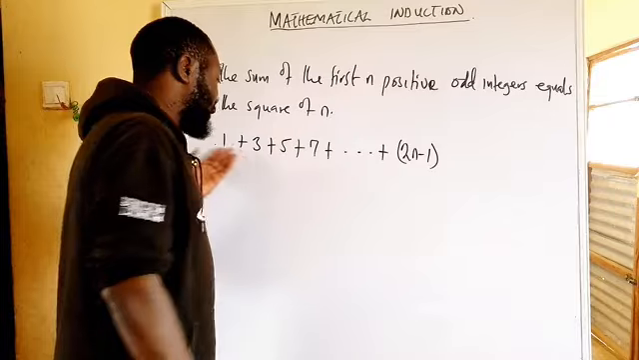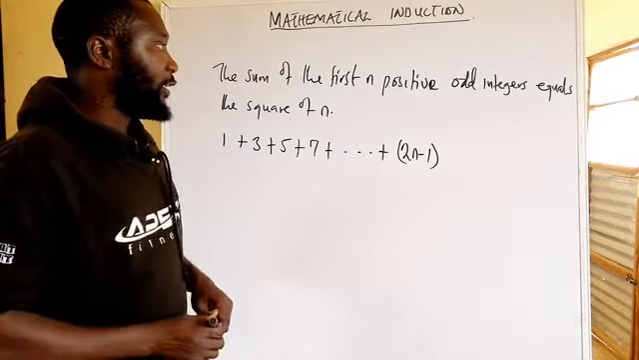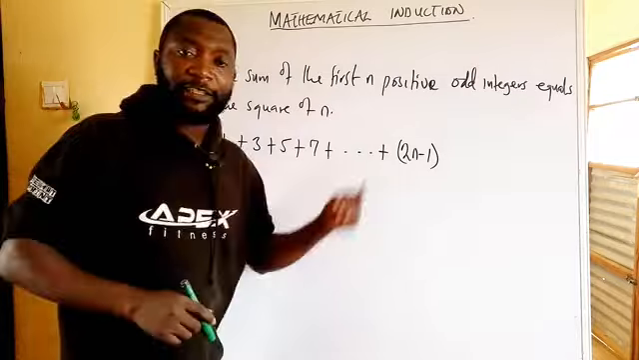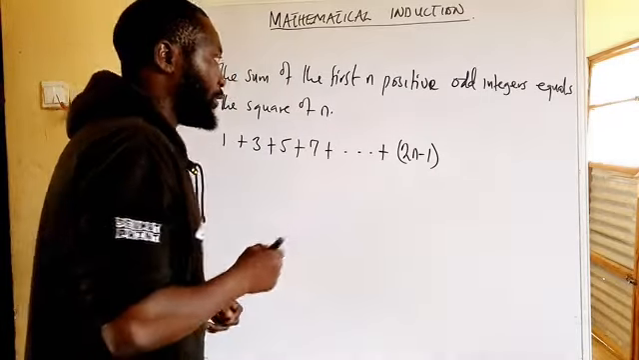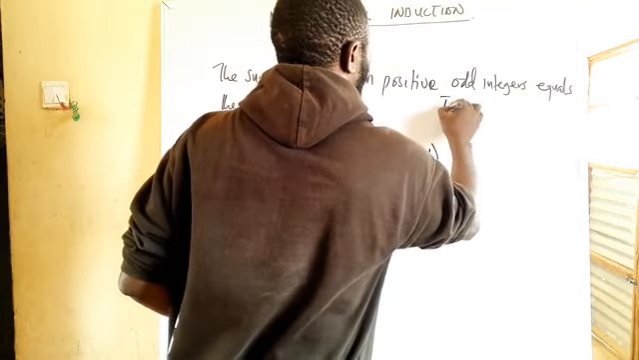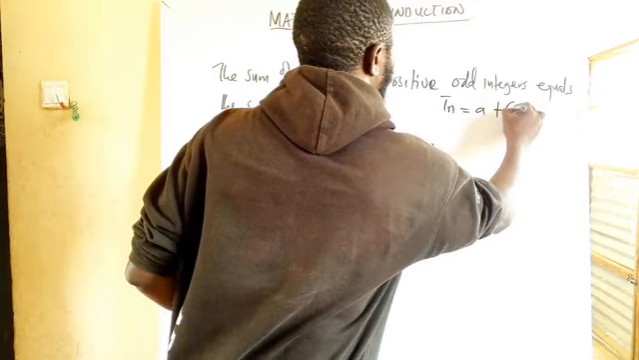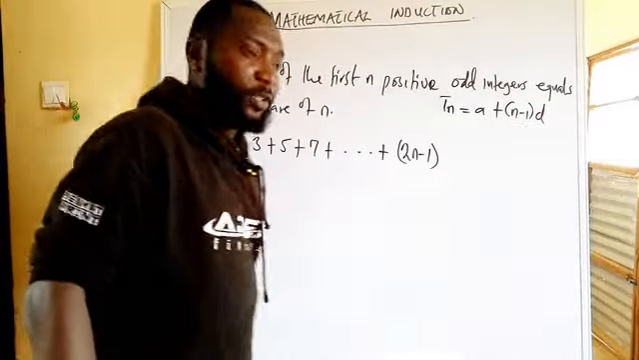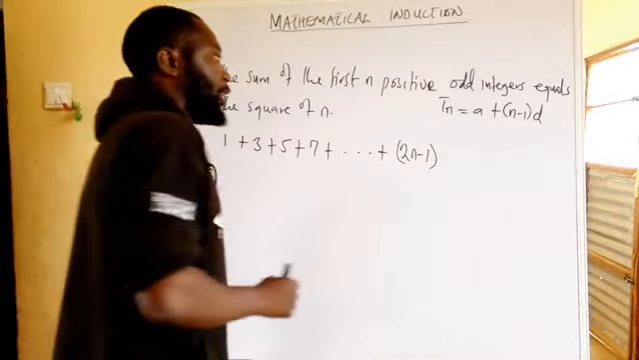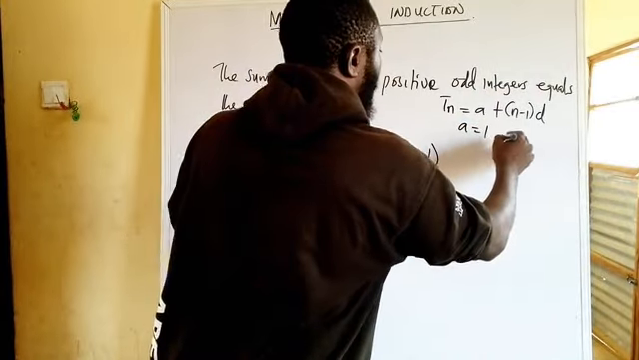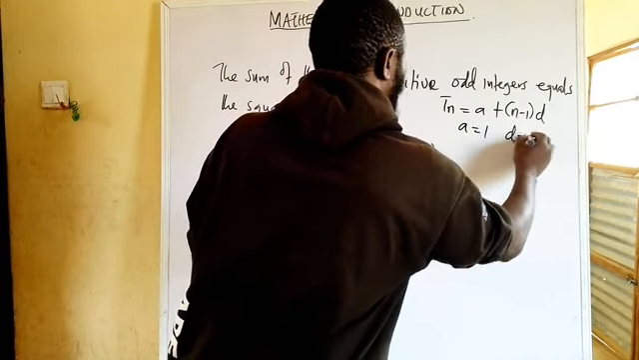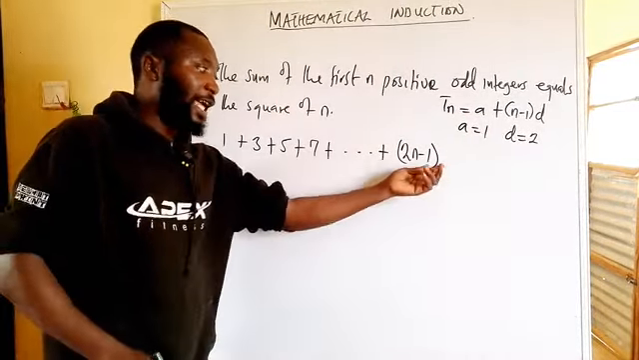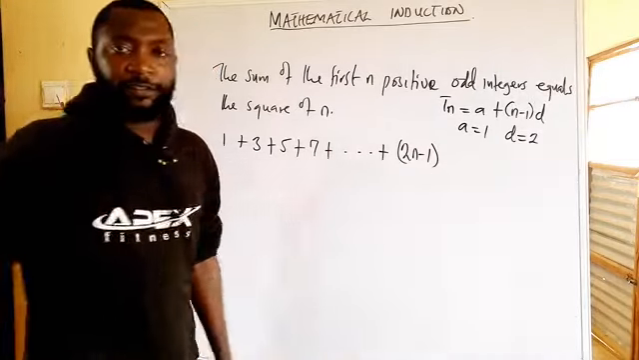So here is an arithmetic series. And you know, under arithmetic sequence and series, we have the formula for generating the nth term of an arithmetic progression. So the formula is Tn equals a plus n minus 1 d. You know your a is the first term, your d is the common difference. So from this series here, our first term a is 1, and our common difference d equals 2. Compute the values and you will get this as the nth term of this series.